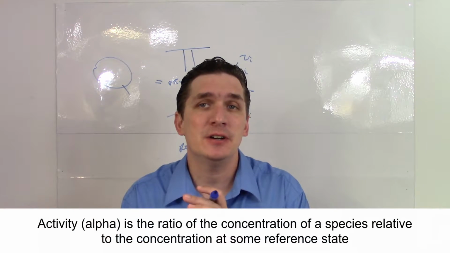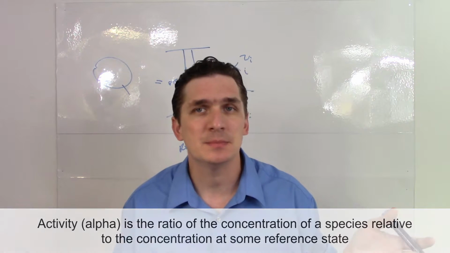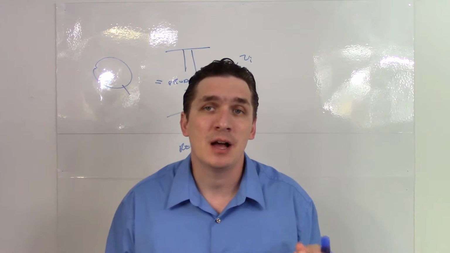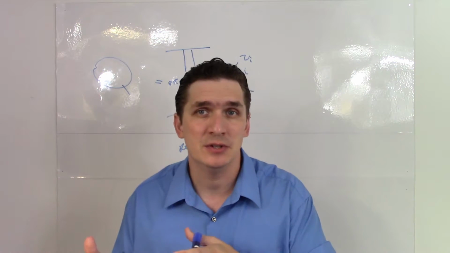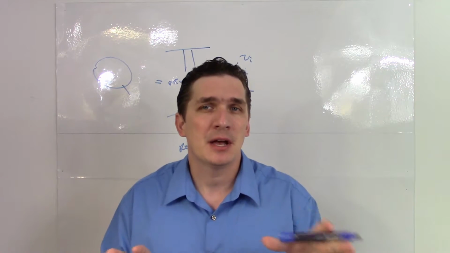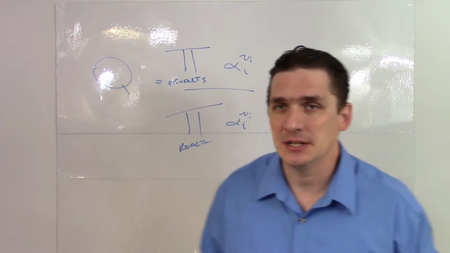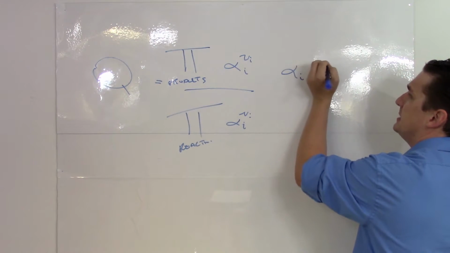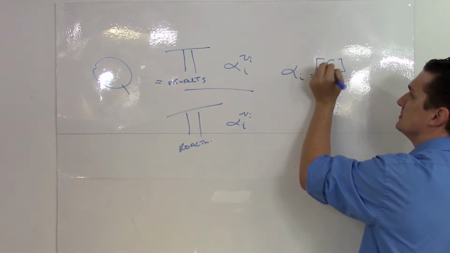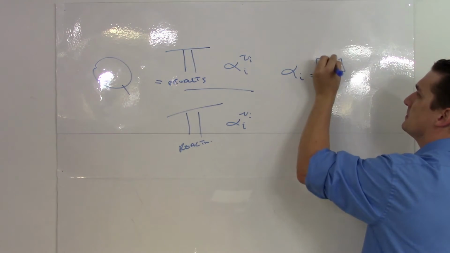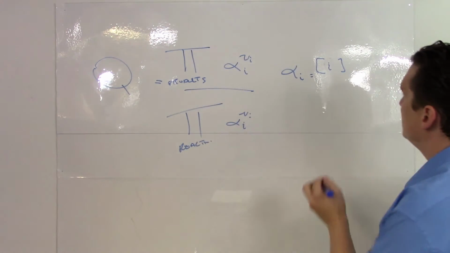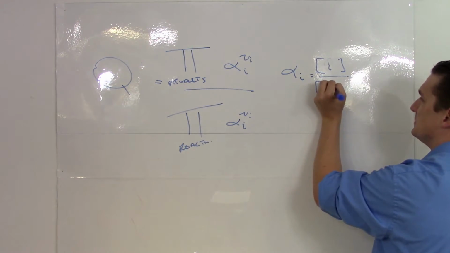Now, this is a very overly simplified definition. There are far more complicated definitions, but I will put the comment in here. And once you start seeing the sections on fugacity, you'll understand why I'm okay with not trying to explain this in full detail. The activity of species i is defined as the concentration of i, the concentration of whatever the compound is in molarity, divided by a reference concentration.